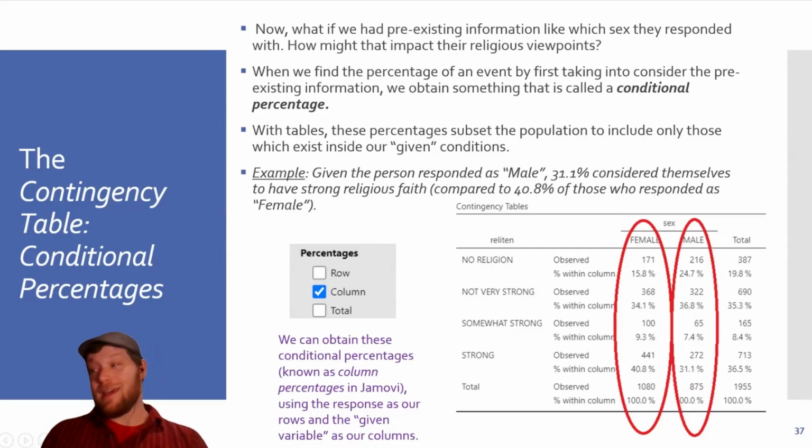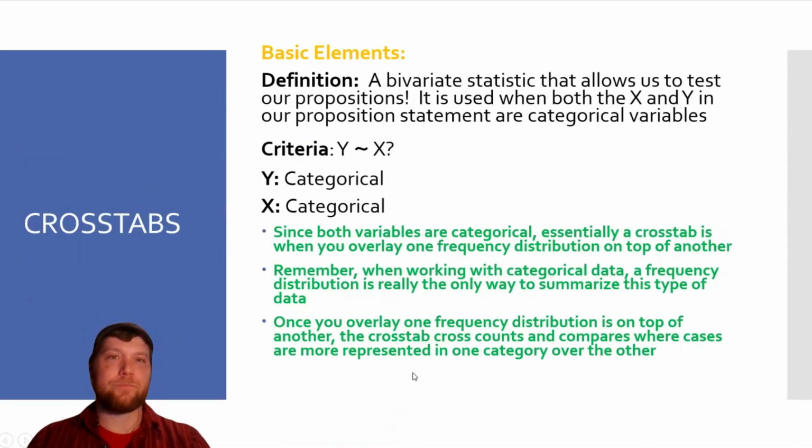Maybe there's a connection, a relationship between whether someone identified as male or female and the strength of their religious faith. We can deal with these conditional percentages in the column percentage component for GMOB. You'll see that in the guidelines and how to do this, and you can find these percentages pretty easily.